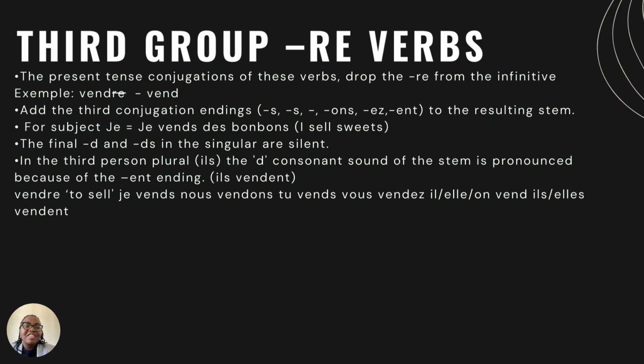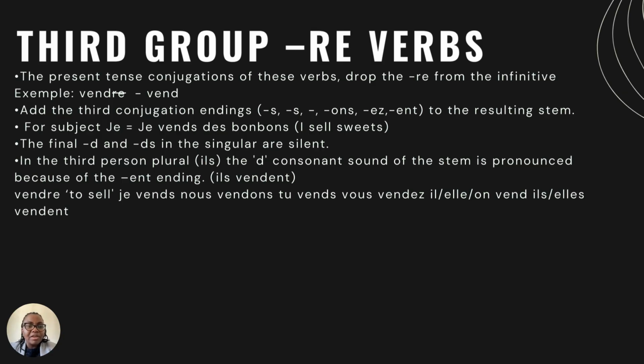Now moving on to the third and final group of regular present tense verbs, which is RE verbs. To conjugate these verbs in the present tense, you drop again the ending, which is RE in this case, and you put the present tense endings. For example, if you take the verb vendre, which means to sell, you remove the RE, you are left with vend, V-E-N-D. And for any subject, you can add these endings.